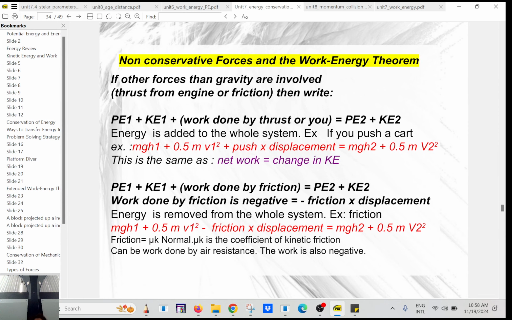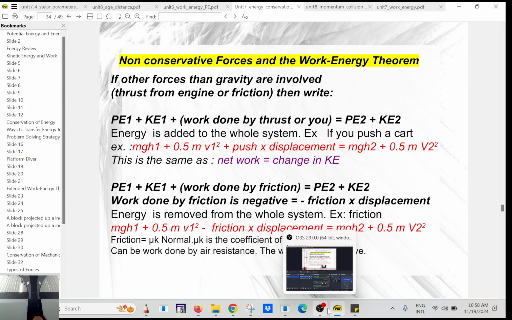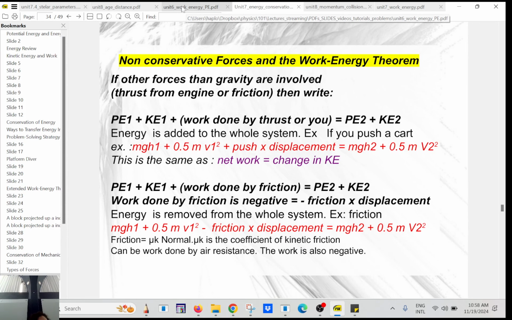Displacement. Friction takes energy away; a push or a booster puts energy into the system. Is that clear? If it's not clear, think about money, and then it will be clear.